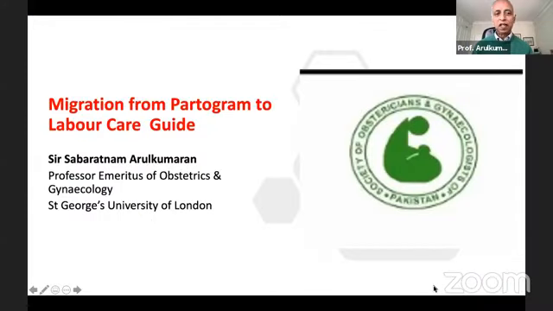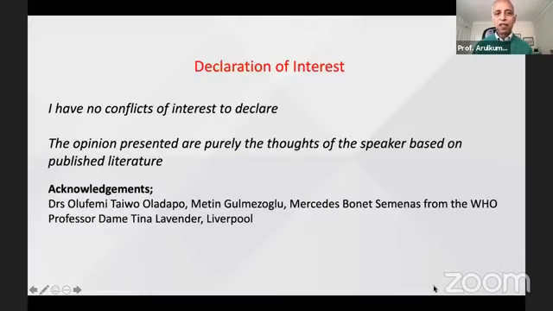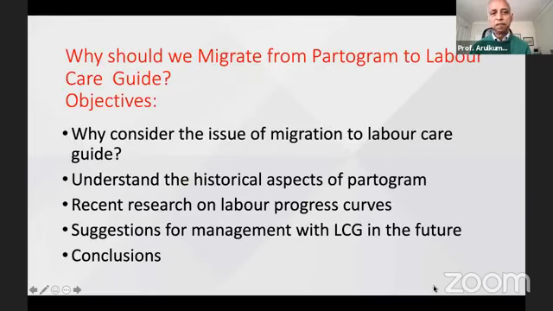So the topic is about migration from Partograph to labor care guide. And I will at the outset declare my interest. I have no conflicts of interest to declare. I've taken a lot of literature to produce this lecture, and these are purely my thoughts based on published literature. But obviously I had correspondence with Olufemi, who is called Femi in WHO, Metin, Mercedes from WHO, and Tina Lavender from University of Liverpool to put this lecture together.